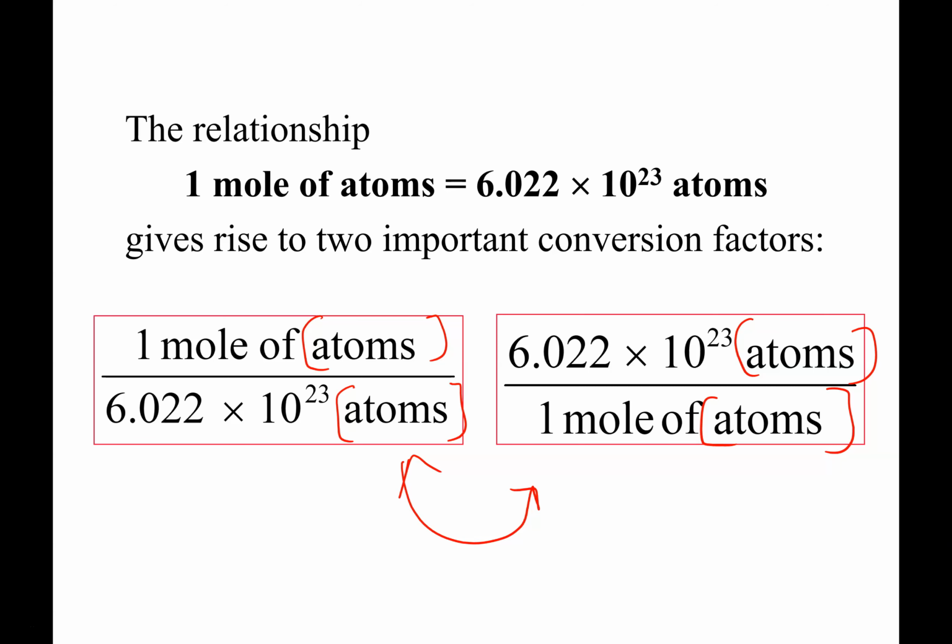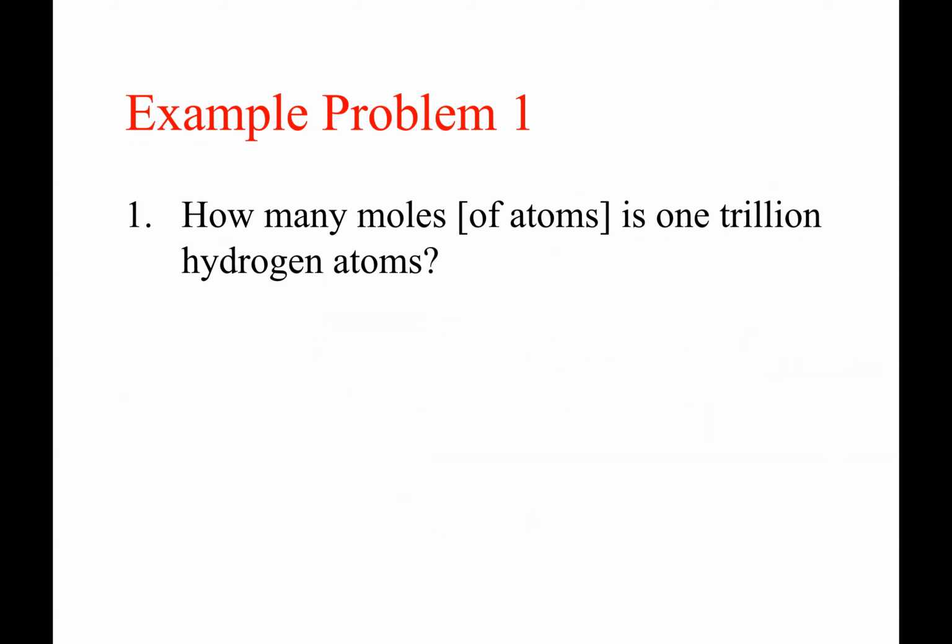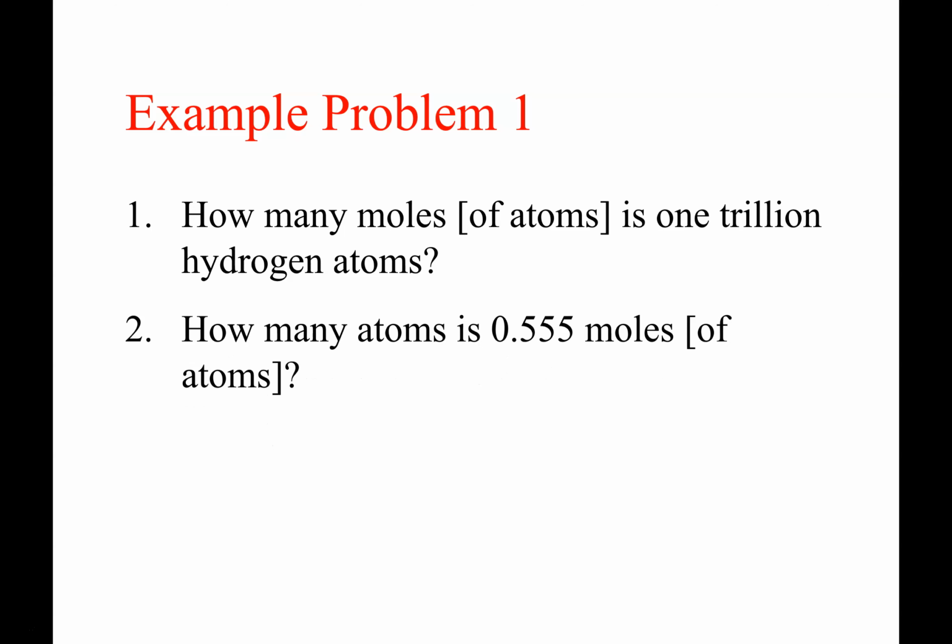So we've kind of come back to something that we've been working with. So no whiteboards yet, but they're coming, don't worry. We're going to work 2 problems using those 2 ratios. For the first problem, we're going to go from the number of atoms to moles. The second problem, we're going to go from moles to number of atoms. Now, in this case, you see some words in square brackets. Those square brackets may or may not be listed in the problem that you get to work like this. So in other words, for problem number 1, it might just say how many moles is 1 trillion hydrogen atoms? How many atoms is 0.55 moles?